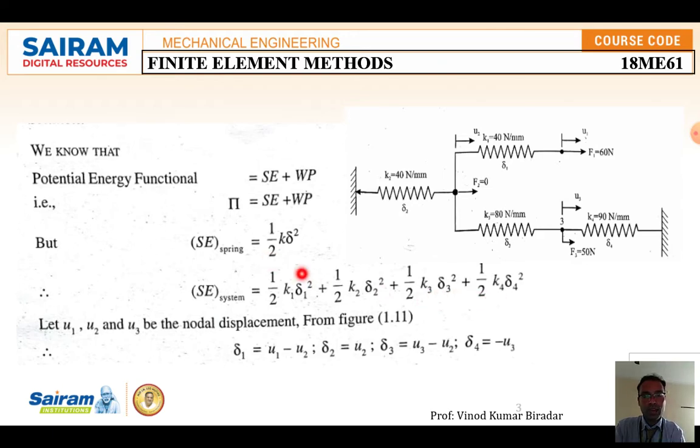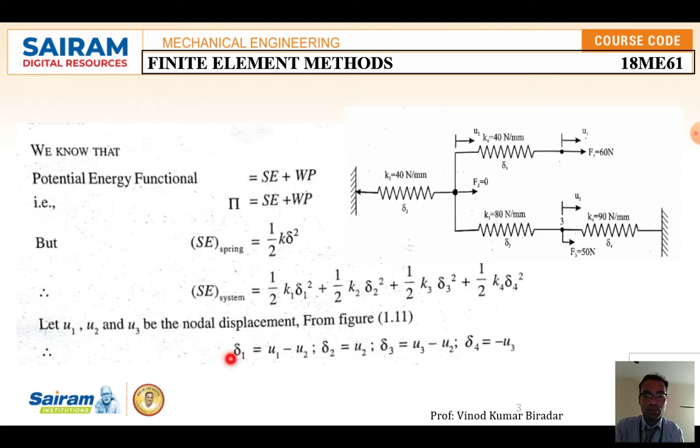Okay, so just to add all those equations, let U1, U2, U3 be the nodal displacements. From the figure, the displacement changes like this. Delta 1 is equal to U1 minus U2, delta 2 is equal to U2, delta 3 is equal to U3 minus U2, delta 4 is equal to minus U3. So this is the most important step to solve the numerical problems on minimum potential energy.